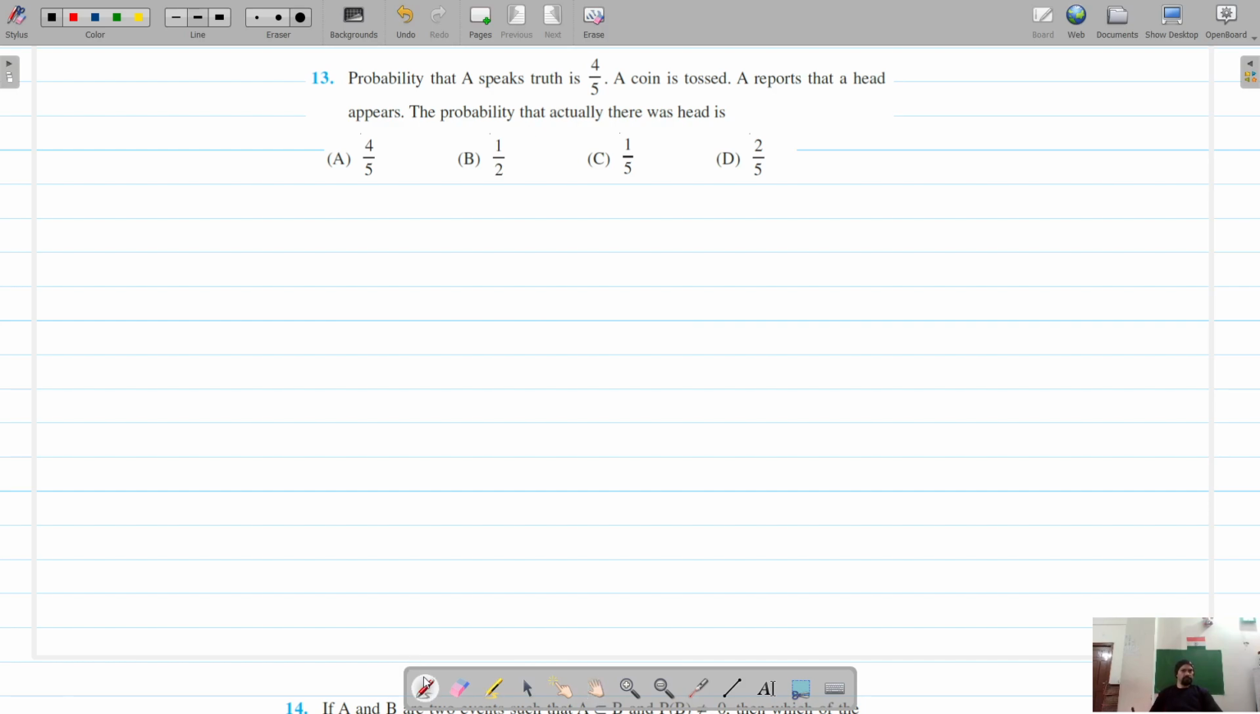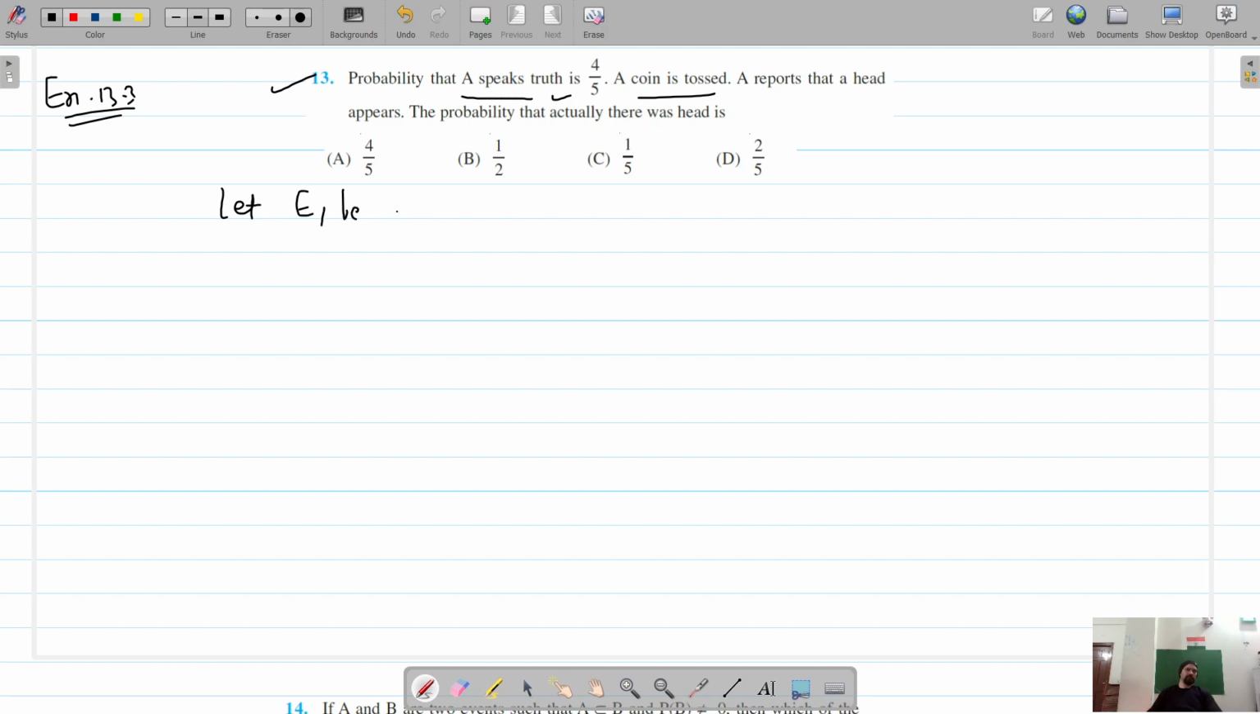So this is question number 13 of exercise 13.3, which is an MCQ question. And this question says that the probability of A speaking a truth is 4 by 5, and a coin is tossed. So a coin is tossed, so either we can get head or tail.